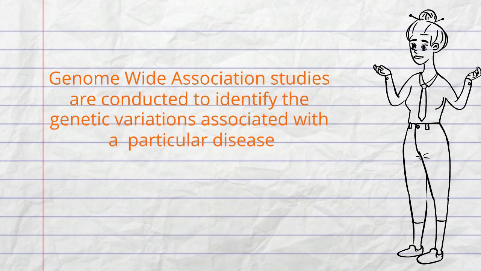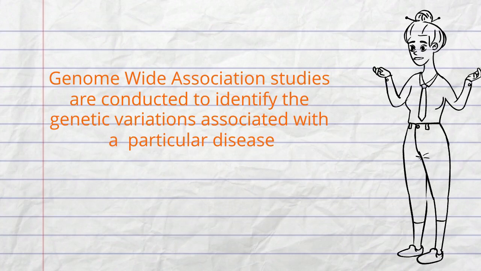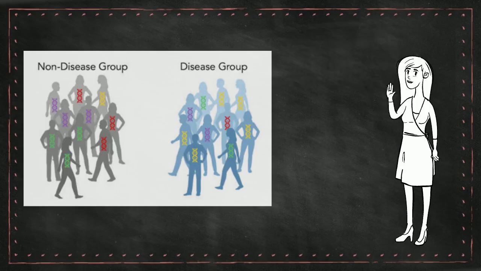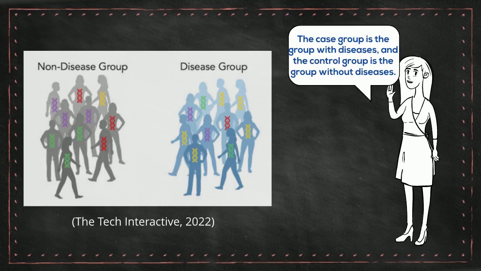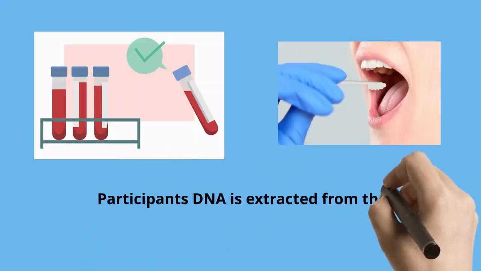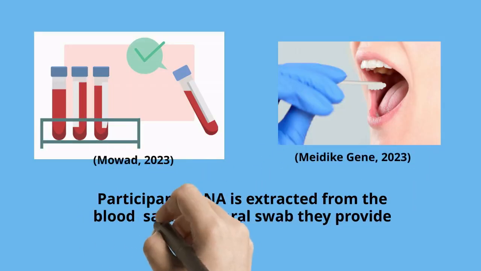Researchers primarily conduct genome-wide association studies to identify the genetic variations associated with a disease, or more particularly a disease-linked trait. First and foremost, researchers will create two groups, the experimental group and the control group. The experimental group will consist of participants with the disease, while the control group will have similar participants without the disease. Next, these participants will provide a blood sample or an oral swab from which each person's DNA is extracted.